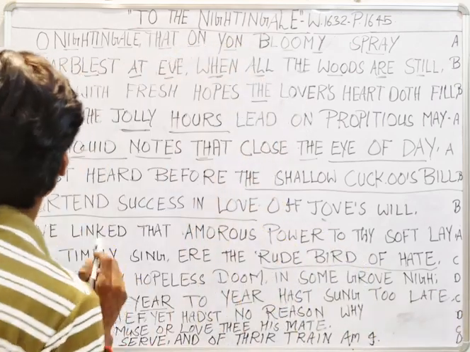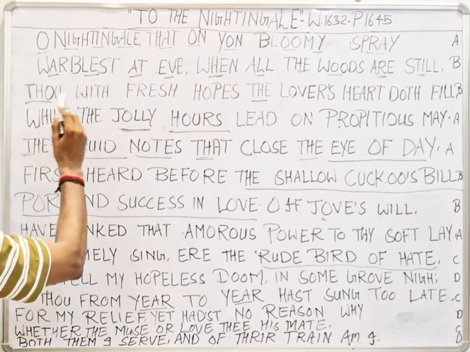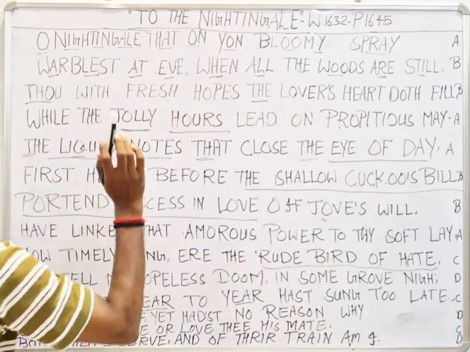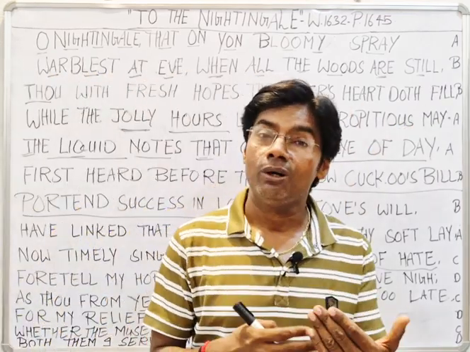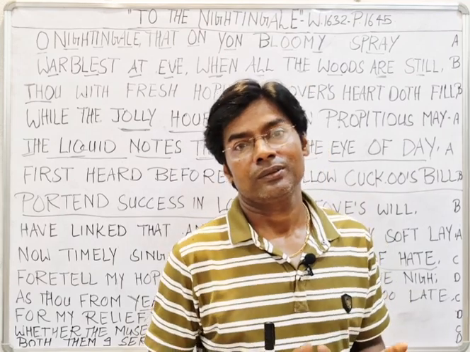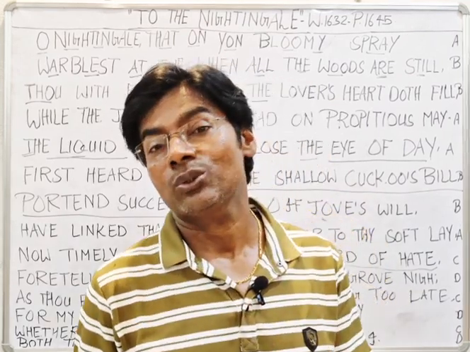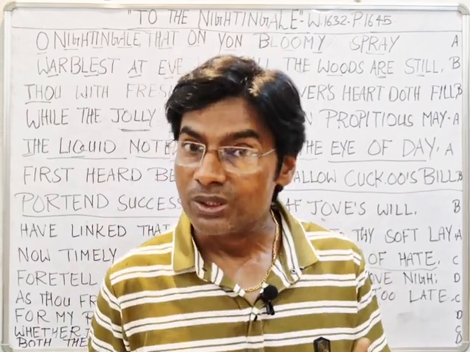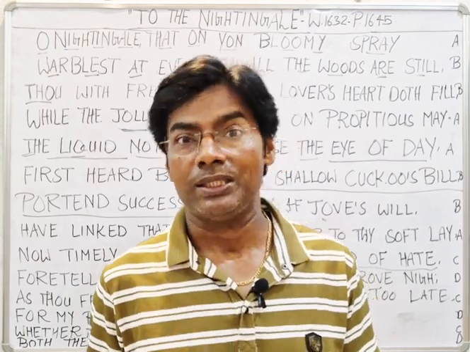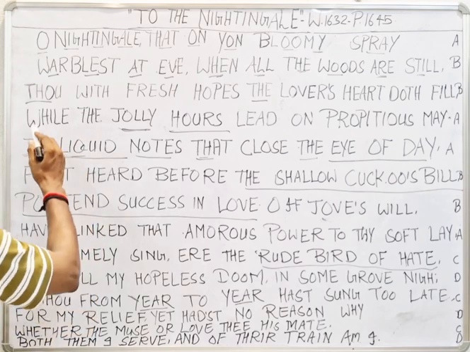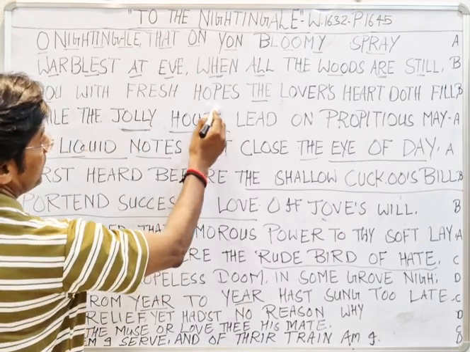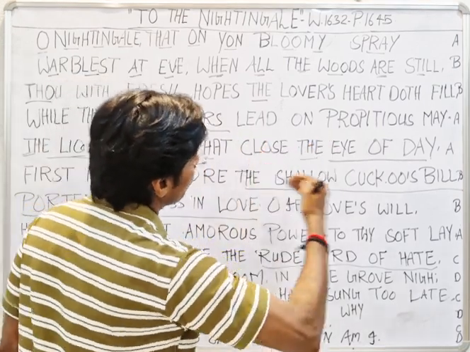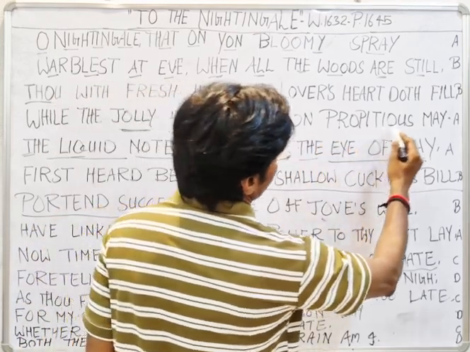Now let's look at the third line. Thou with fresh hopes the lover's heart doth fill. And now he says, what is the impact of your song? Your song is filling the hearts of the lovers with fresh hope, with positive thoughts, with positivity. While the jolly hours lead on, draw in, bring closure, propitious May.